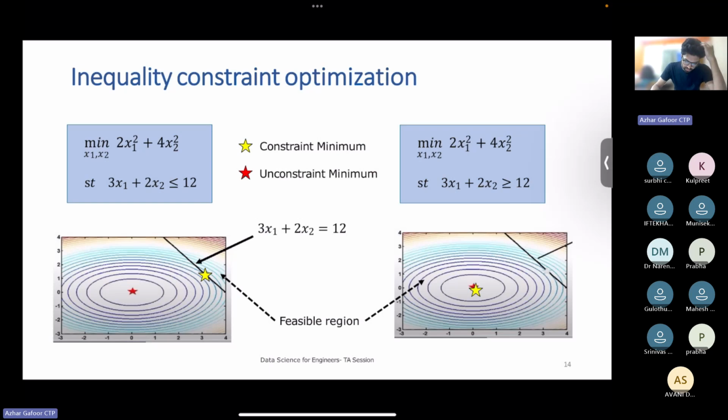So until now, what we have seen is the point has to lie on the line. But when it is inequality constraint optimization, it is not necessary that the point has to lie exactly on the line.